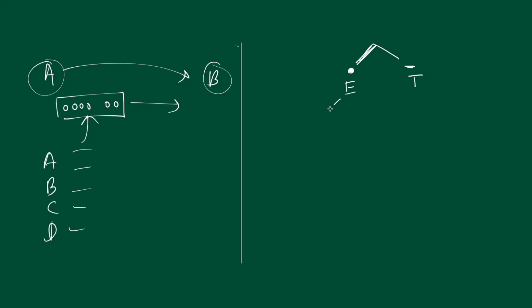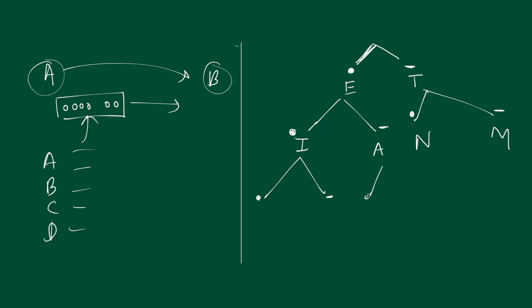Now, if you go left from E, the left would be dot and the right would be dash. And similarly, for T, if you go to the left, dot and then dash. Now, dot dot, that means two dots. Two dots would be I. Dot and dash would be A. Dash dot would be N. Dash dash would be M. So if you go down the same way, we have the tree like this.